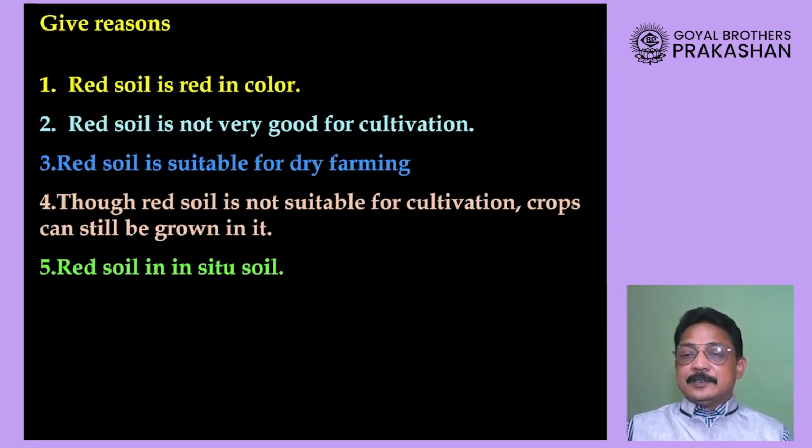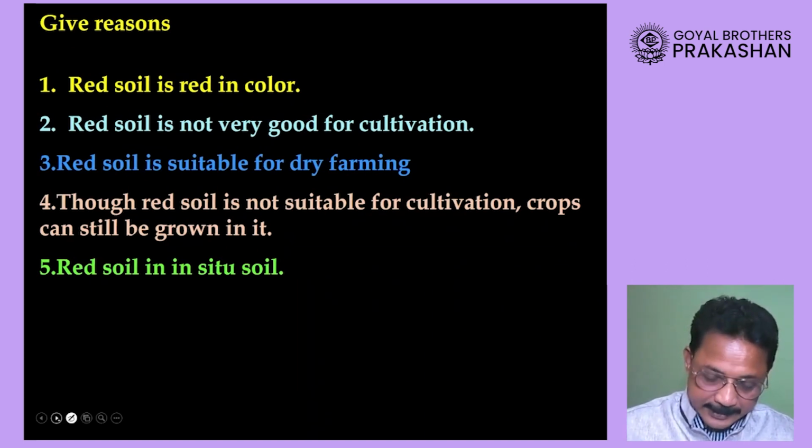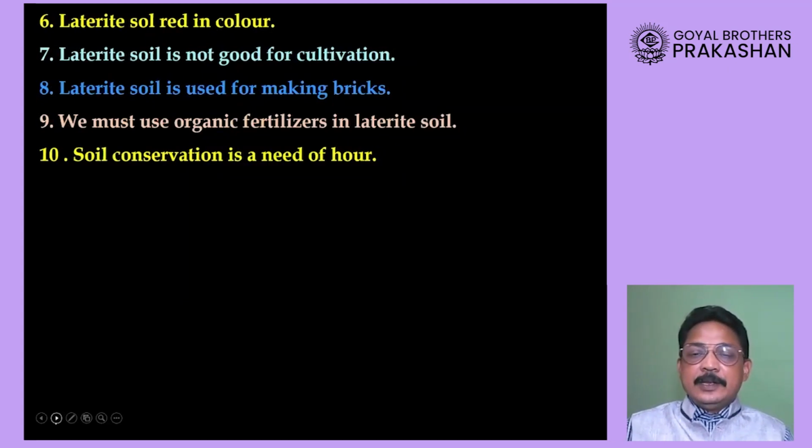As red soil is formed by the disintegration of metamorphic rocks, ancient metamorphic rocks, and the soil does not flow away, therefore it is found where it is formed. Therefore, it is in situ soil. The next question here is laterite soil is red in color, and I already told you, due to the presence of iron oxide. Laterite soil is not very good for cultivation.